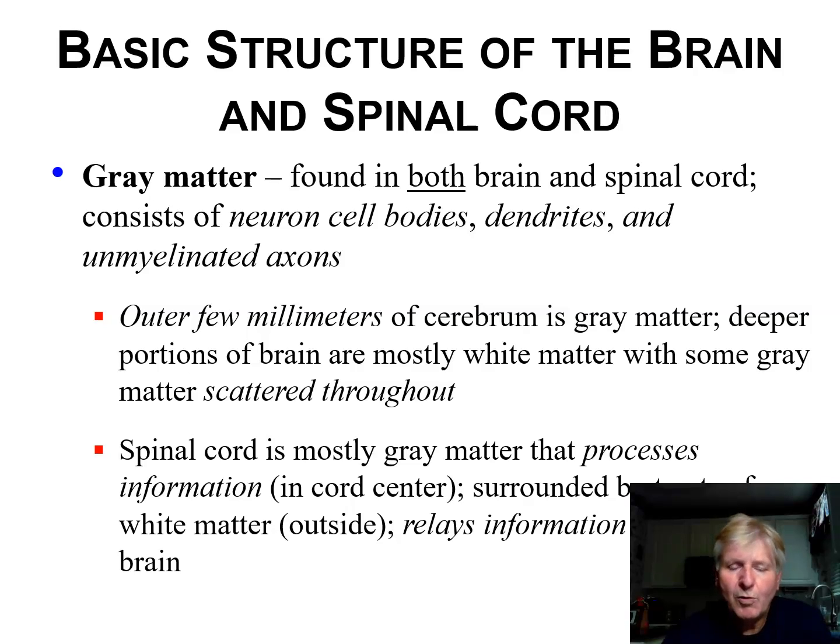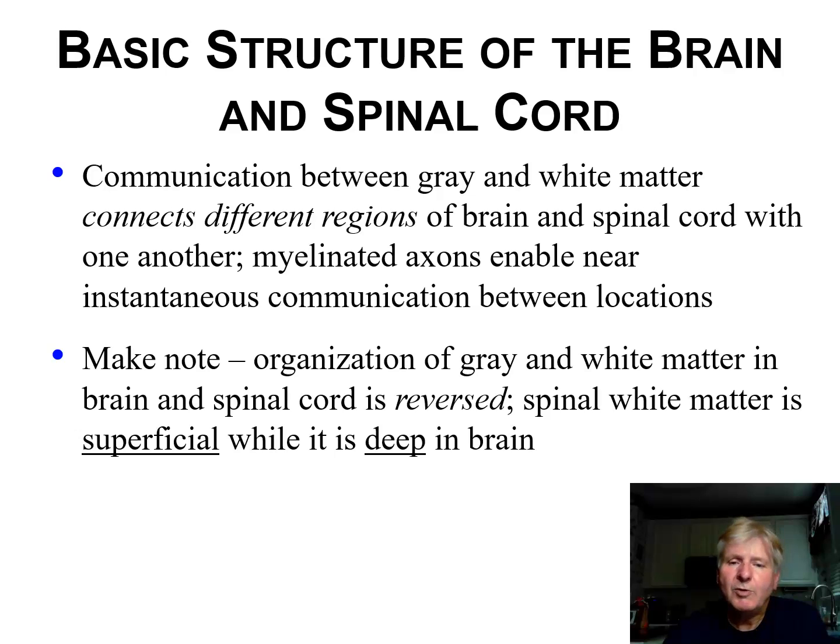The spinal cord is mostly gray matter in the central core that processes the information. That's then surrounded by white matter on the outside, which then relays that information to the other regions of the brain. So the communication between the gray and white matter will connect the different regions of the brain and spinal cord with each other. The myelinated axons also enable almost instantaneous communication between the locations.